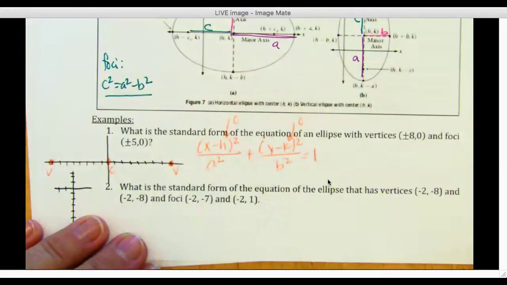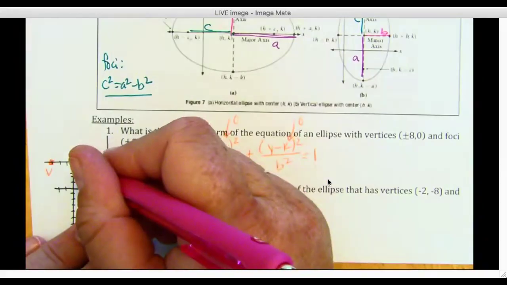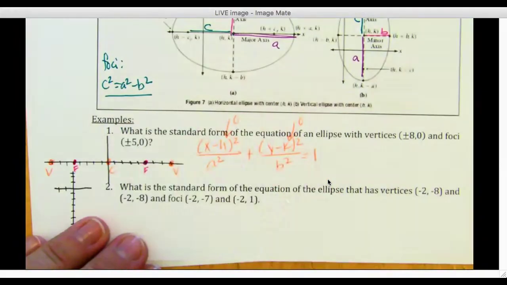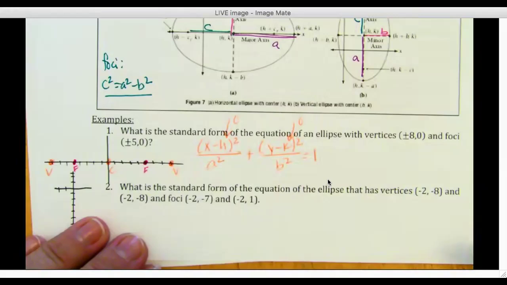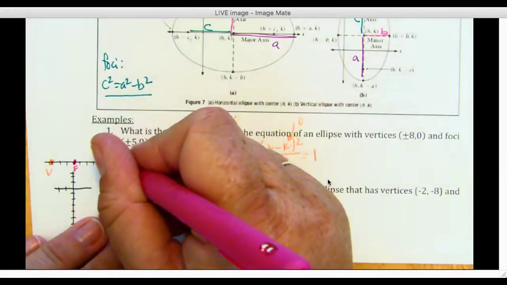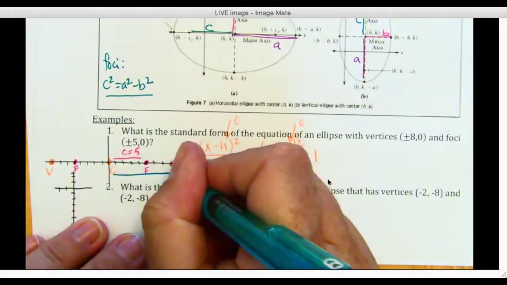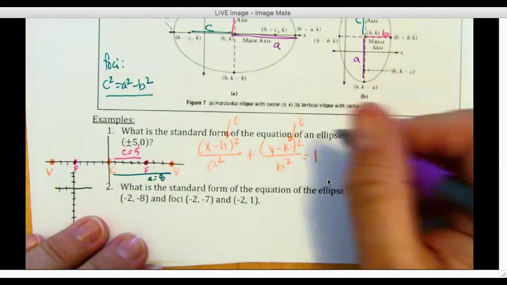This is another vertex. And they also tell me that my foci are at positive, negative 5, 0. So 5, 0, and negative 5, 0. So those are my foci. And if my foci, again, are on this axis, that means this is a horizontal ellipse. So my c value then is 5, and my a value is 8, and I can find my b value using a squared minus b squared is equal to c squared.